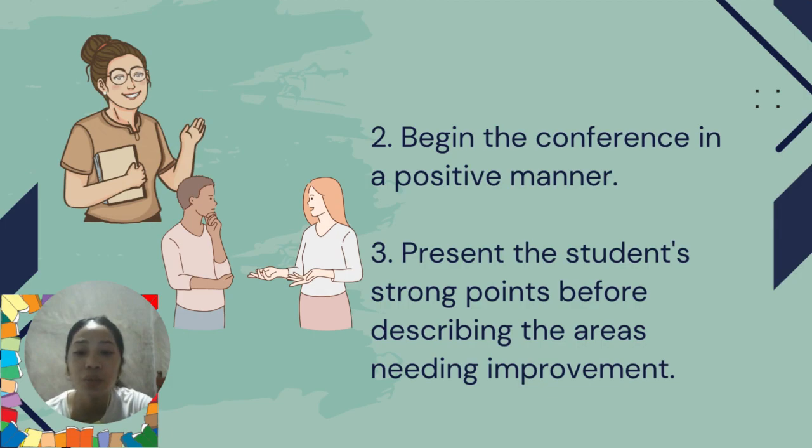The third one is present the students' strong points before describing the areas needing improvement. So it means that the conference is not solely focusing on the deficiency of a child or how they can improve this, but it also encompasses the acknowledgement of their strong points. So before you present the deficiency of a child, you also need to acknowledge first their strong points, and that is a great way to have in a conference.